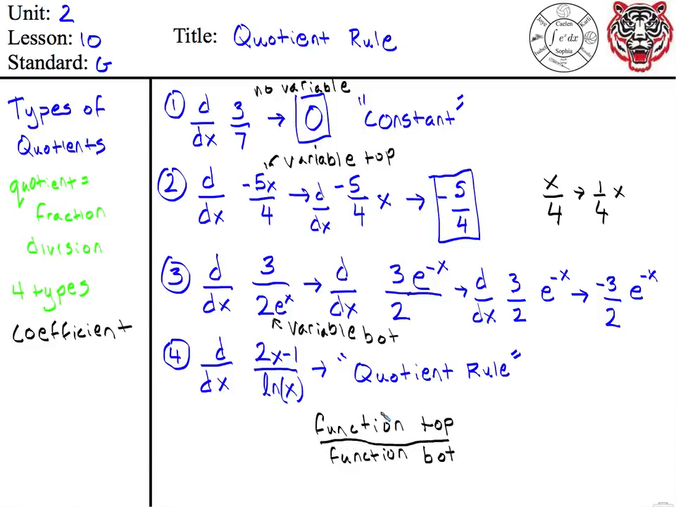So the quotient rule is when you have a function on top and a function on the bottom. This goes with quotient rule. This is important. Number 4 is the second most important thing in our notes right now. This is how I know when to use quotient rule: when I have a function on the top and a function on the bottom.